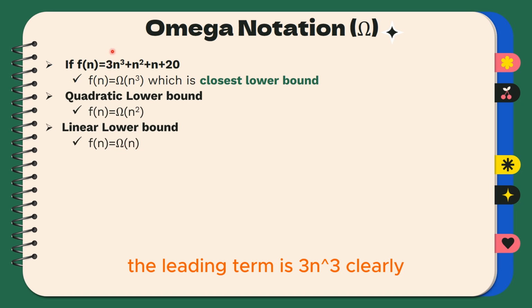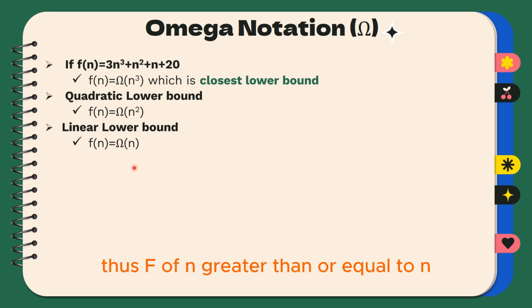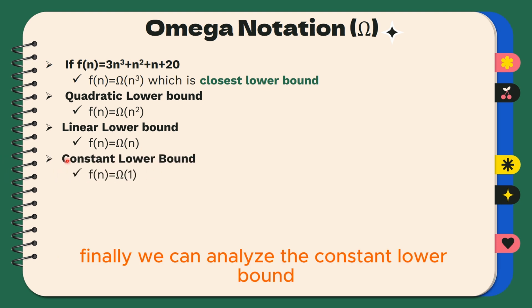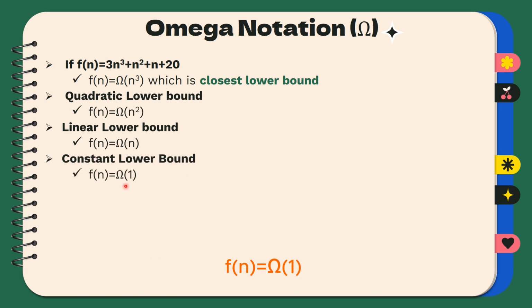The leading term is 3n cubed, clearly surpassing n for larger values of n. Thus, f of n is greater than or equal to n. This confirms that f of n grows at least as fast as n. Finally, we can analyze the constant lower bound. f of n equal to big omega of 1.